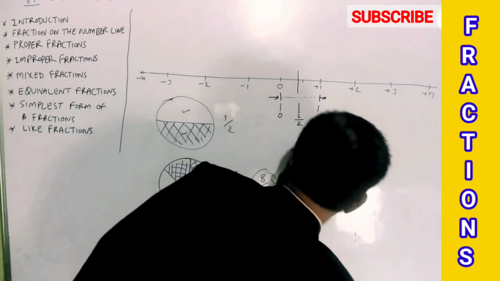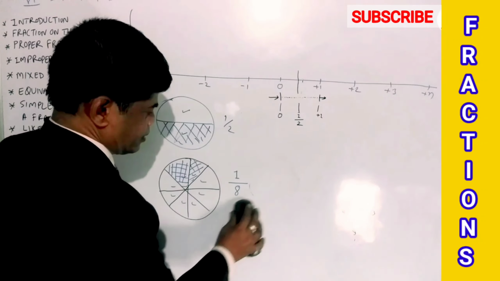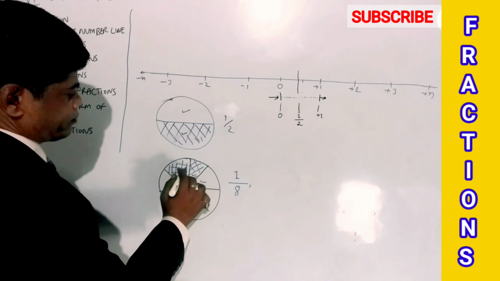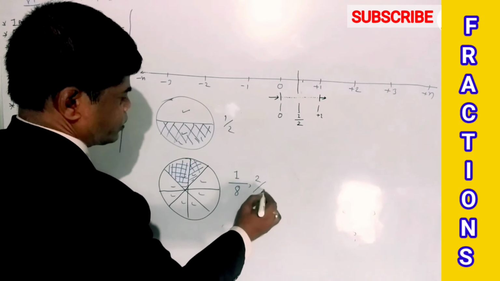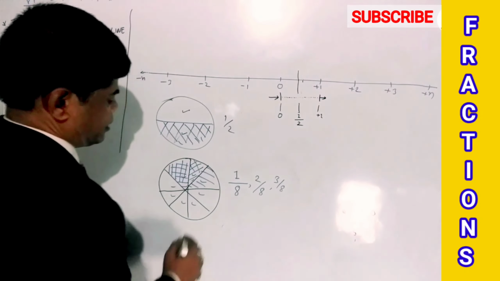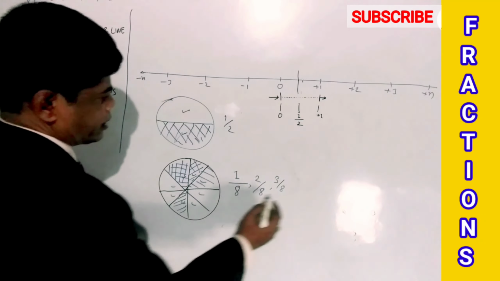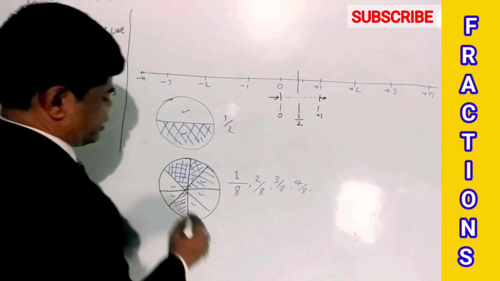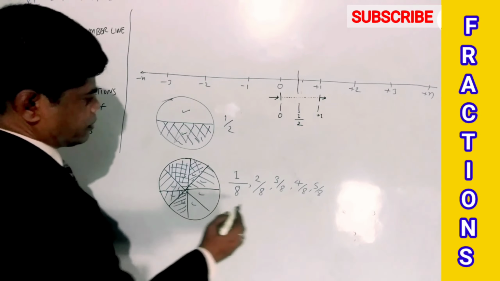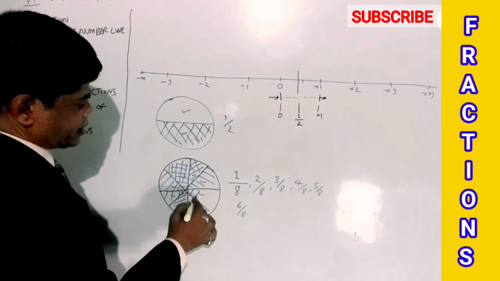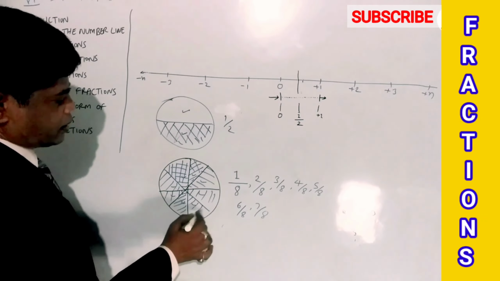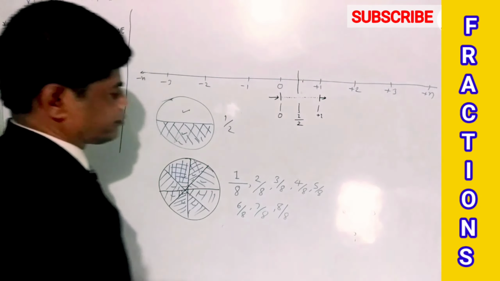One minute, for your understanding I will write very clean. First we take 1 by 8. Then if I take this together, it becomes 2 by 8. If I take this also, it becomes 3 by 8. If I take this one, it becomes 4 by 8. Then 5 by 8, then 6 by 8, then 7 by 8, then 8 by 8. Correct?